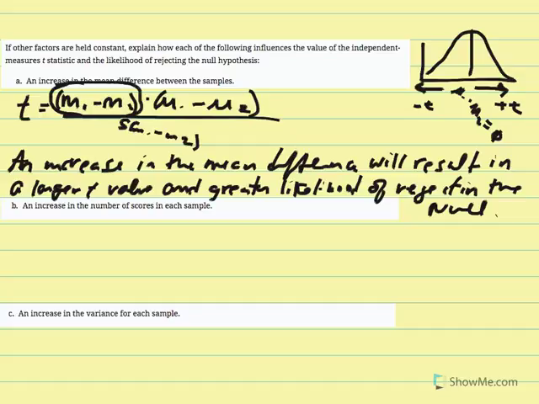Okay, so as the mean difference increases, our t is going to increase. Larger t's are pushed out further into the tail, increasing the likelihood of rejecting the null. B says, what if we have an increase in the number of scores? We've learned this relationship back in chapter 8. We learned, and what I shared with you was, as n increases, standard error, and in this case it would be estimated standard error, but nonetheless, standard error decreases and t increases. So our t statistic increases.